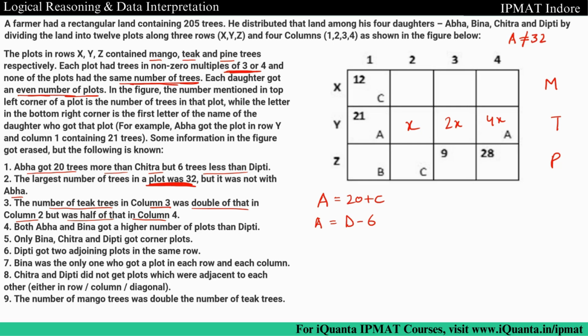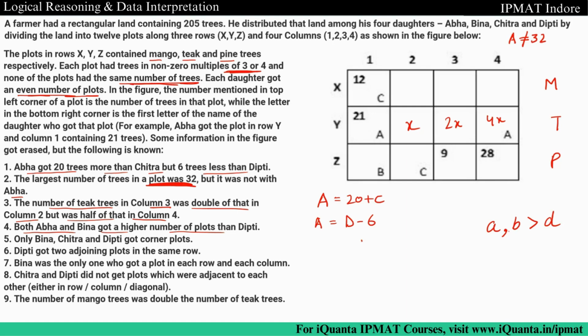And fourth is the next clue. Both Abha and Beena got a higher number of plots than Dipti. Since here we are talking about plots, let us use some other notation for Abha. Let me take small a, and small b for Beena. They got more plots than Dipti.